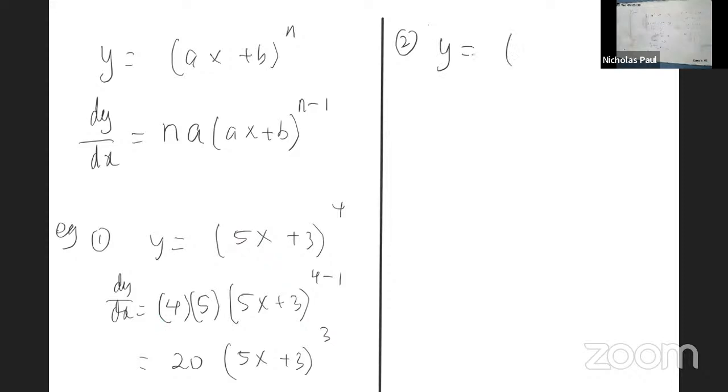y is equal to 3 plus x to the power of 5. Right, take your time, do all the steps.